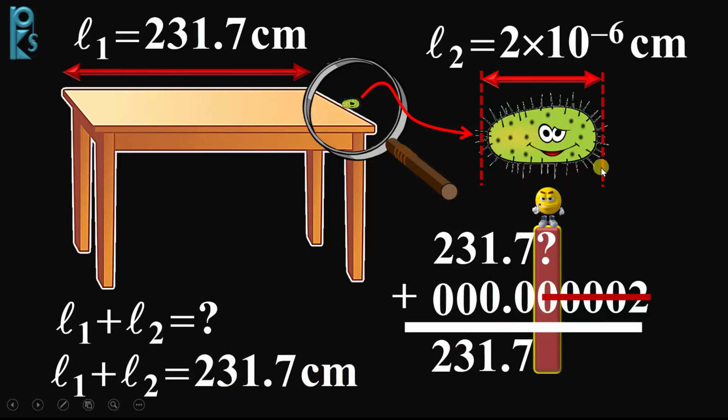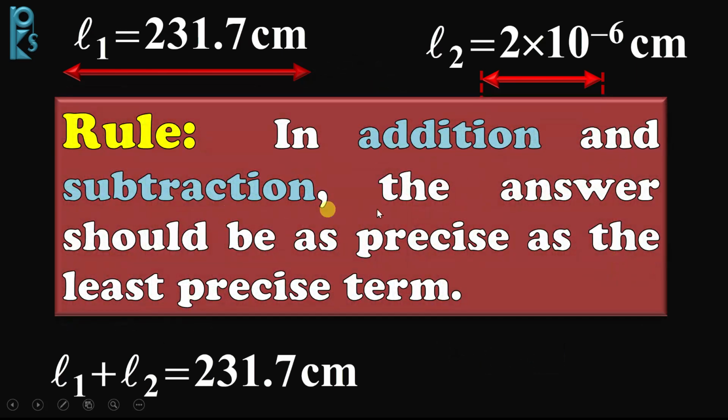What happened to the microbe? Nothing. It disappeared. What's the rule? Pay attention. In addition and subtraction, the answer should be as precise as the least precise term. In the first term, L1, the last right significant figure, which is 7, is in the number place of tenths. But the second one, which has just one significant figure, has the number place of 10 to negative 6, which is very, very precise compared with the first one. So I will care about L1, not L2, the less precise term.